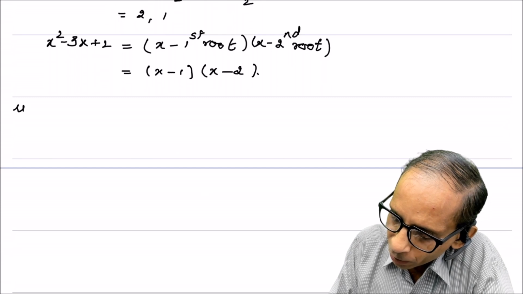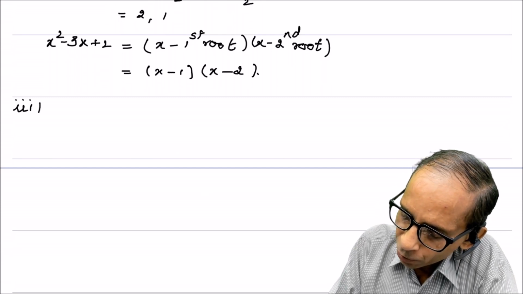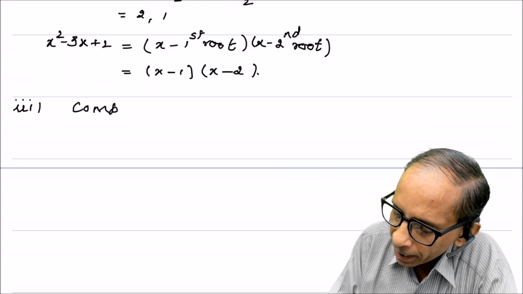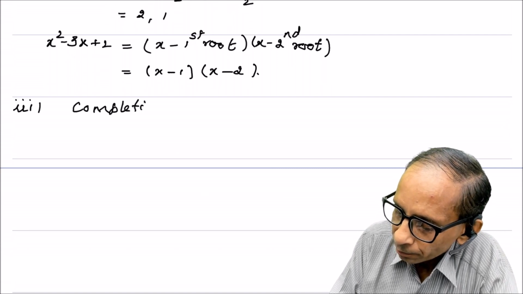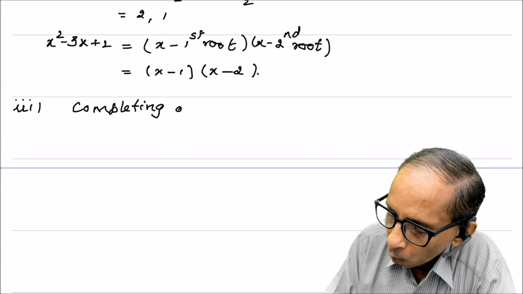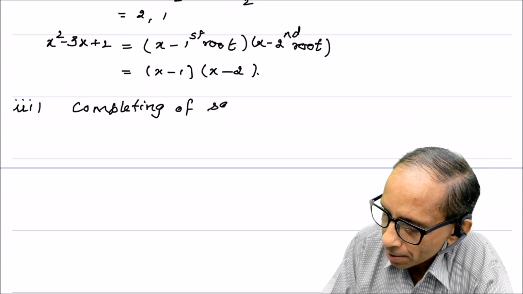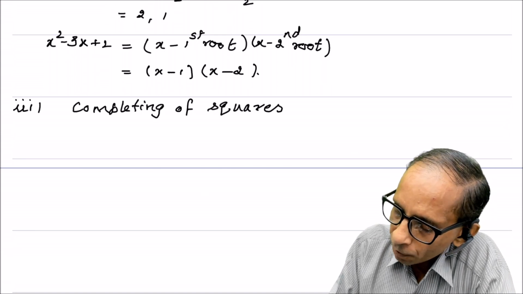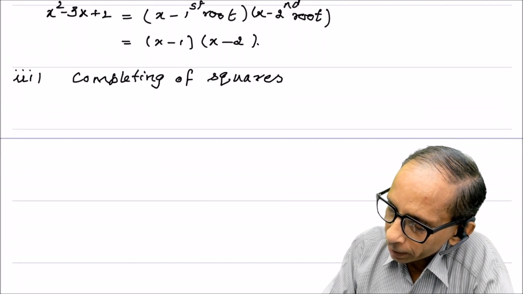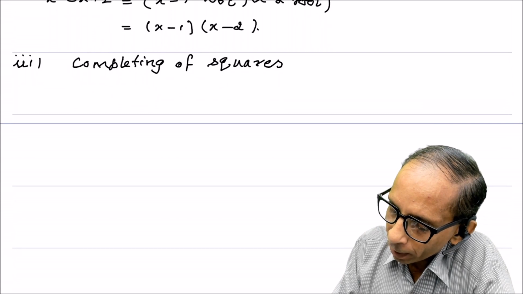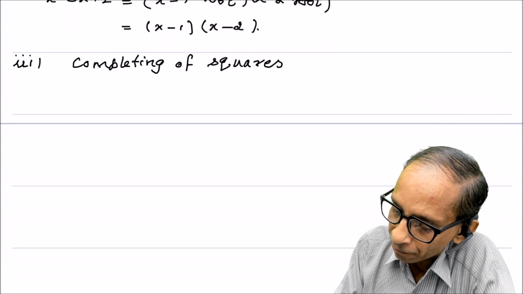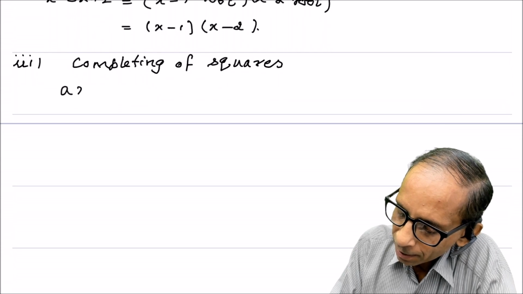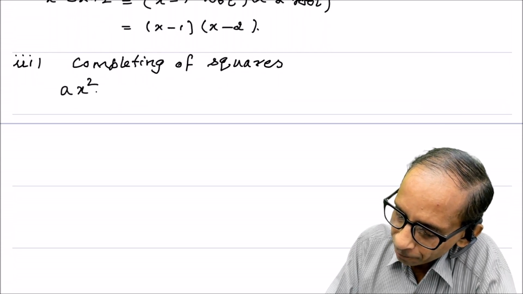As a third way to factorize, which we rarely use, it is by completing of squares. This method is often ignored, but this is quite a powerful way of finding minimum, maximum, and several aspects. And so this has to be seen very closely.